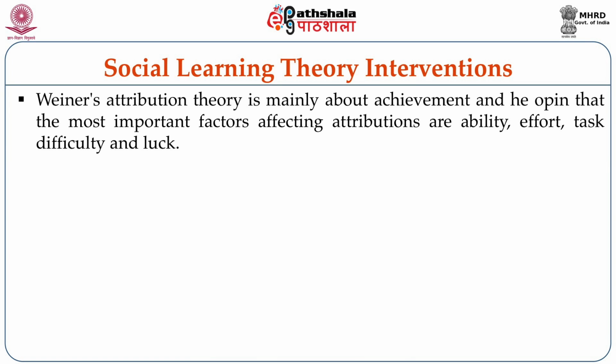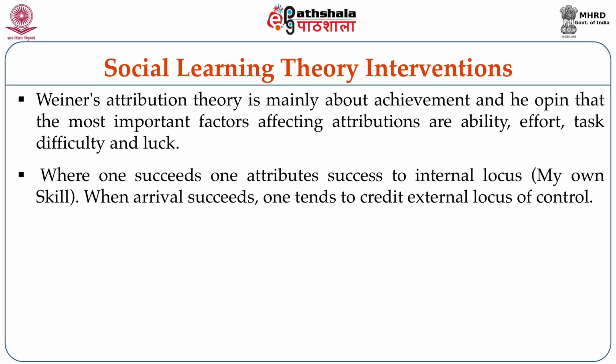Weiner's attribution theory is mainly about achievement, and he opines that the most important factors which impact attributions are ability, effort, task difficulty, and luck. Where one succeeds, one attributes success to internal locus, that is, it was my own skill. When a rival succeeds, one tends to credit external locus of control.